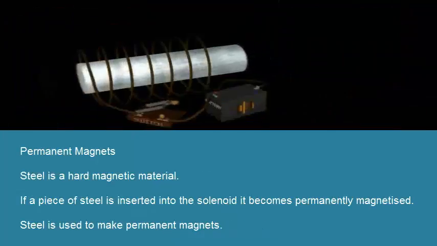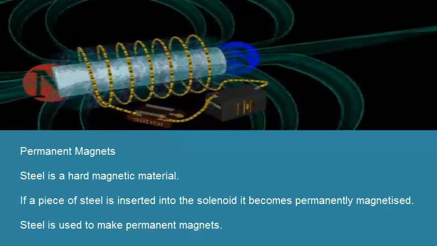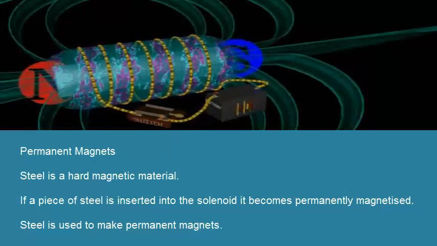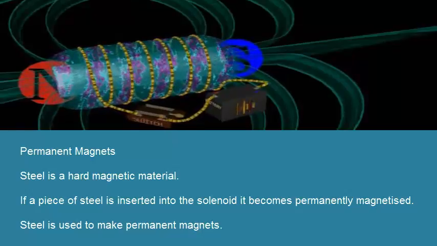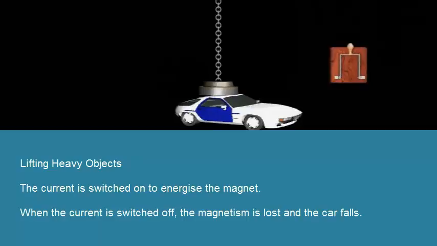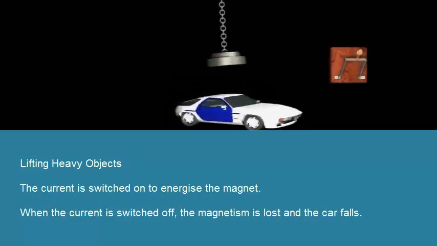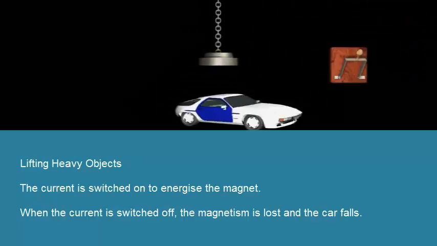Steel is a hard magnetic material. If a piece of steel is inserted into the solenoid, it becomes permanently magnetized. Steel is used to make permanent magnets. Lifting heavy objects. The current is switched on to energize the magnet. When the current is switched off, the magnetism is lost and the car falls.